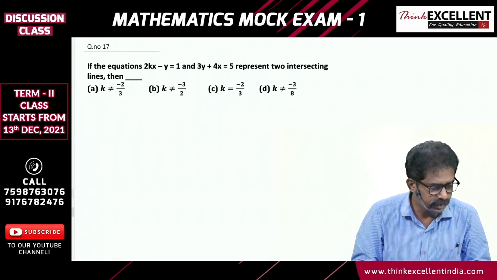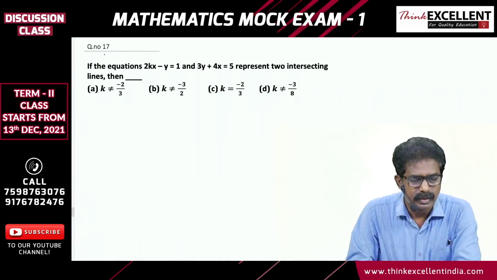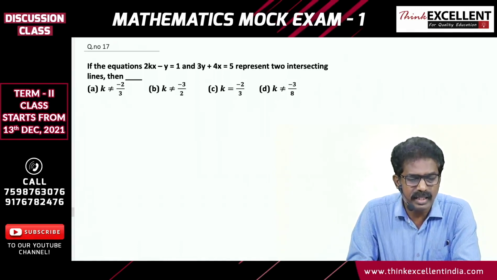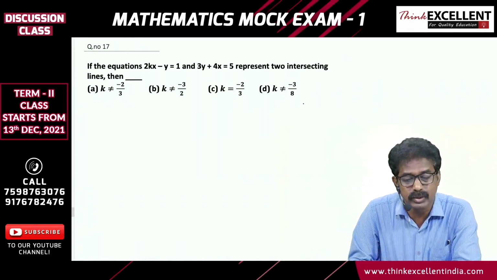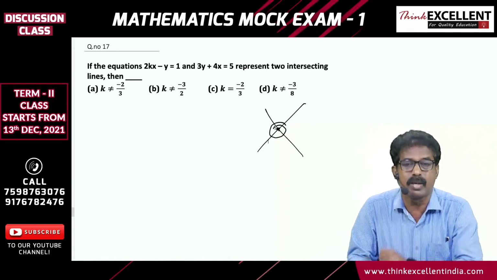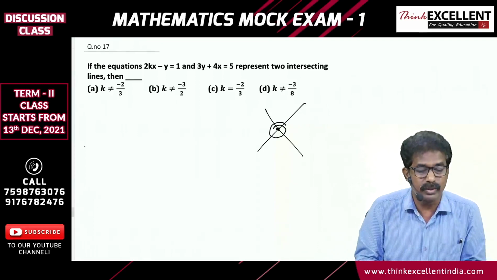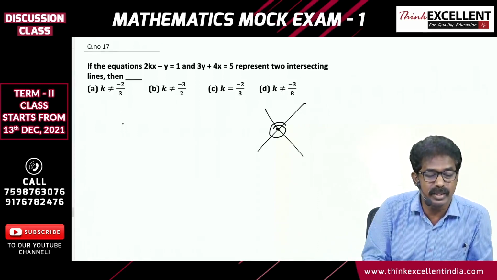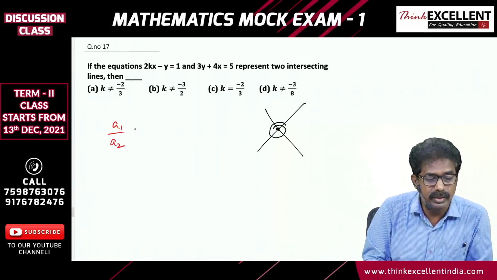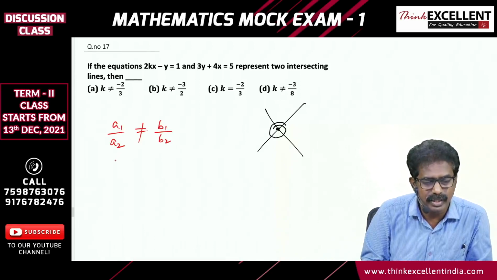Now question number 17. If the equation represents two intersecting lines, two lines intersecting is the same as only one solution, right? Unique solution. For a unique solution, you know the condition. What's the condition? A1 by A2 not equal to B1 by B2. Earlier ones we used today, right? What is the A1 value? 2k. What is A2?